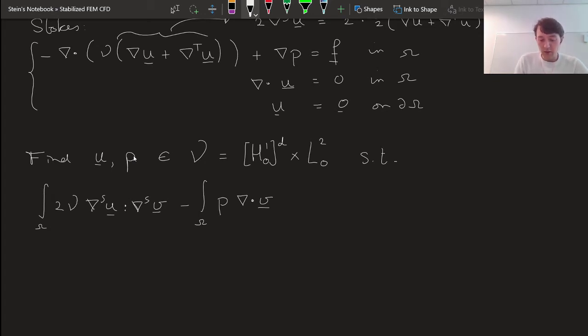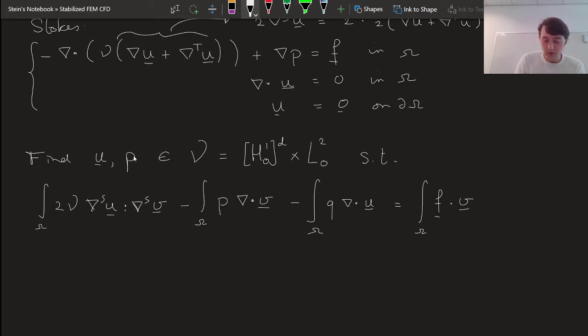The second equation, I'm going to multiply by a different test function. This is a scalar equation, so I need a scalar test function, q. I integrate it over the domain, and then subtract it from this equation, because then we see that this is going to be symmetric. So now we have q times the divergence of u. On the right-hand side, we're left with the first one minus the second one, and the second one is 0. So we have the integral over the domain of our vector-valued body force dotted with our test function v.